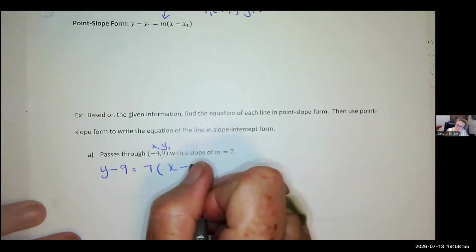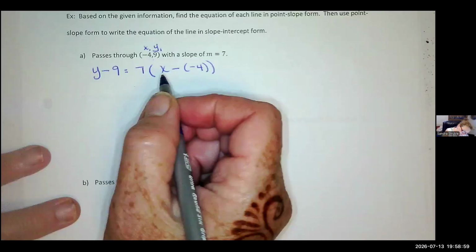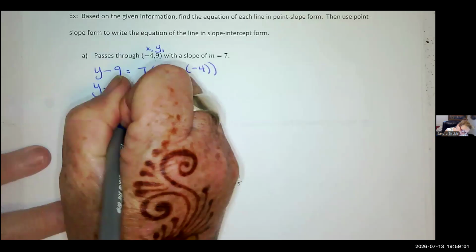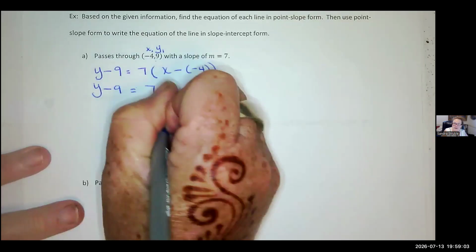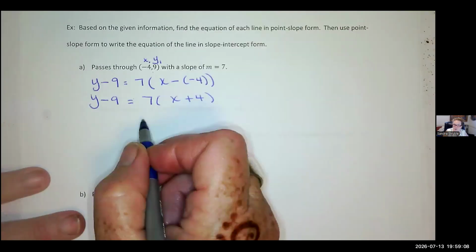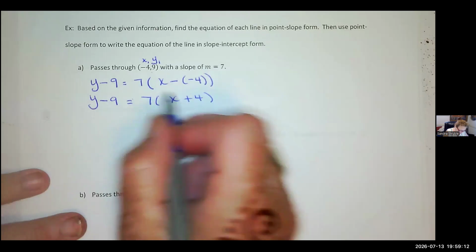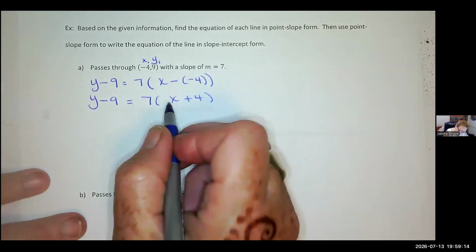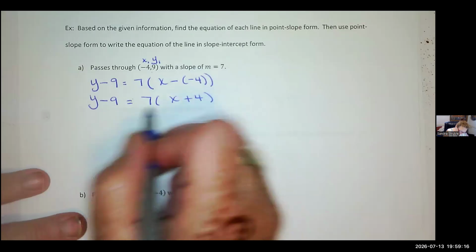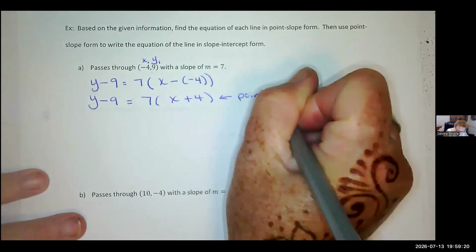All right, we're going to simplify this first. Leaving it as y minus 9 for now, this becomes x plus 4. We're solving for y is what we're going to want to do, so we're going to distribute that 7. This is point slope form right now. Exactly where we're at, this is point slope form, because you want it simplified.